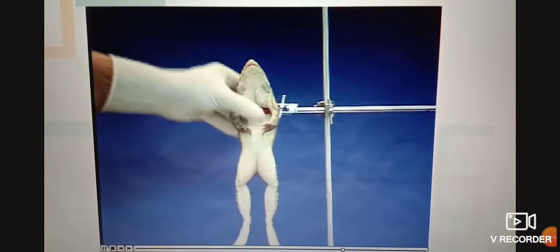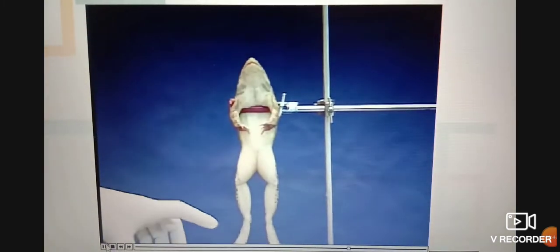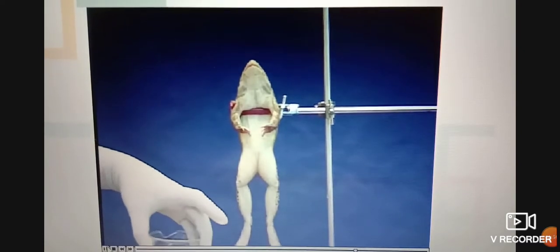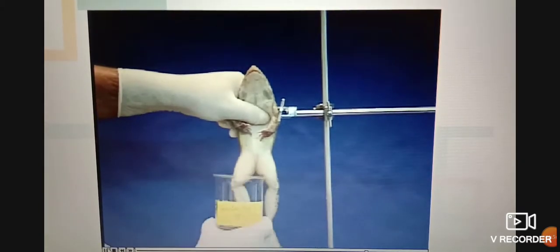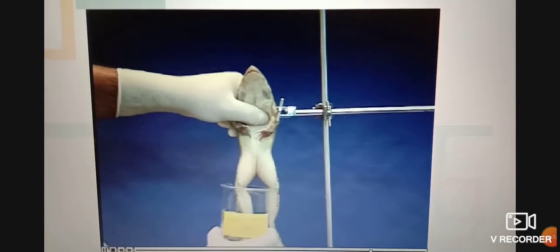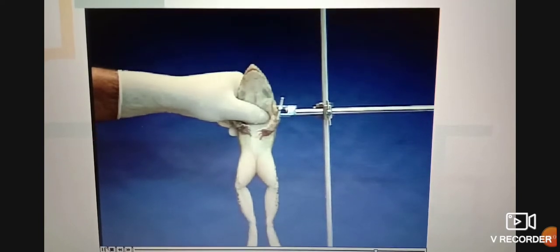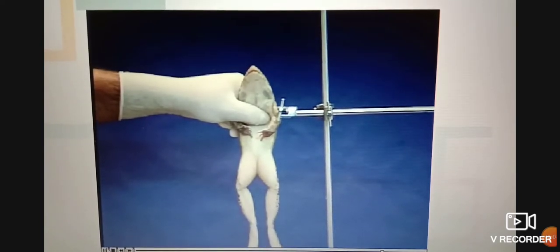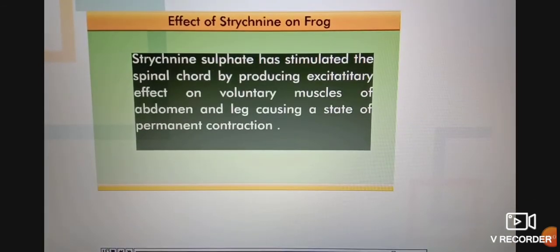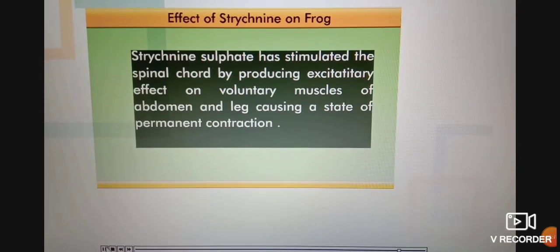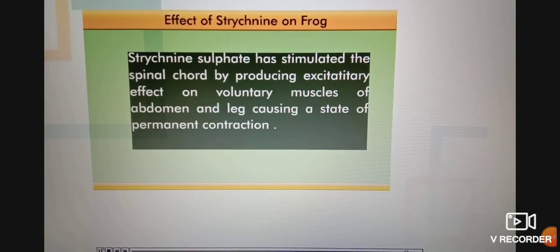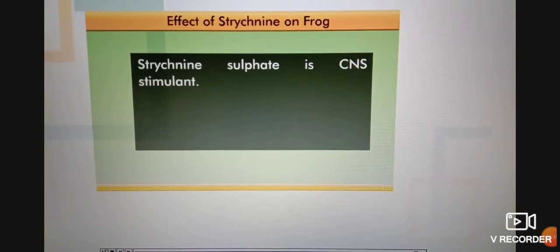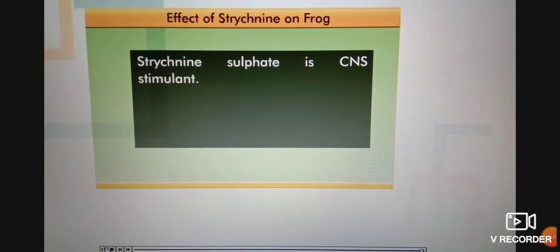At a certain dose, the frog doesn't show any movement of its leg. This means that strychnine sulfate has stimulated the spinal cord by producing an excitatory effect on voluntary muscles of abdomen and leg, causing a state of permanent contraction. Therefore, the frog has not responded to glacial acetic acid. Hence, strychnine sulfate is a CNS stimulant.